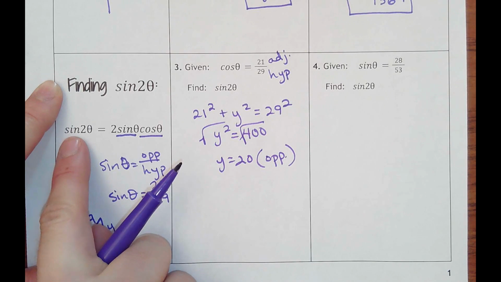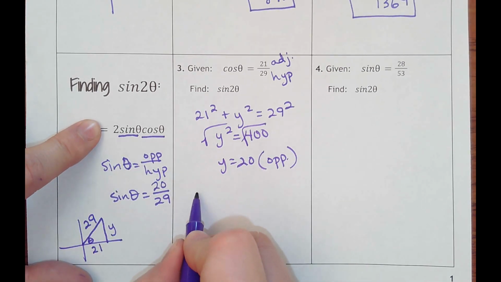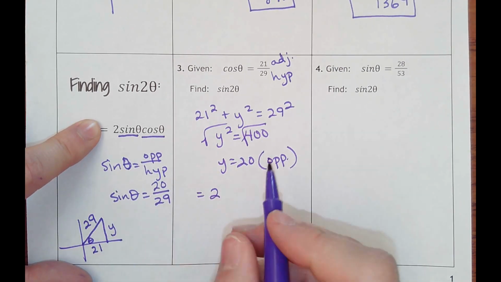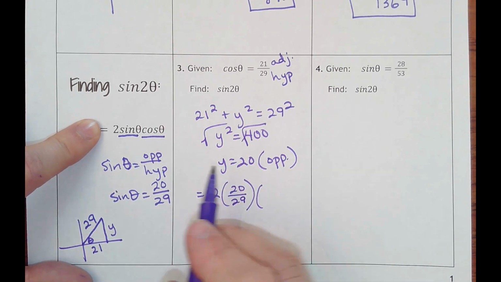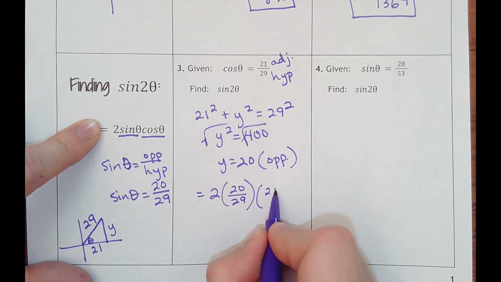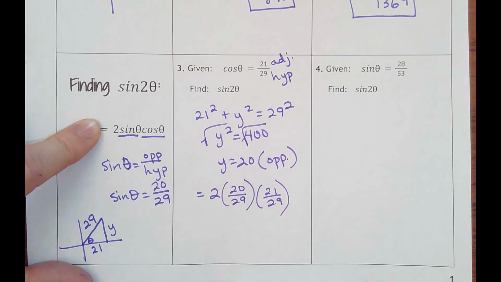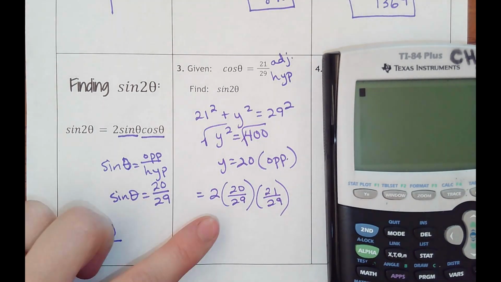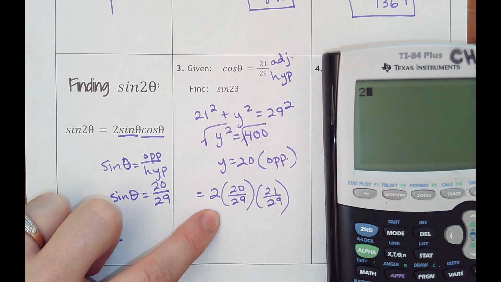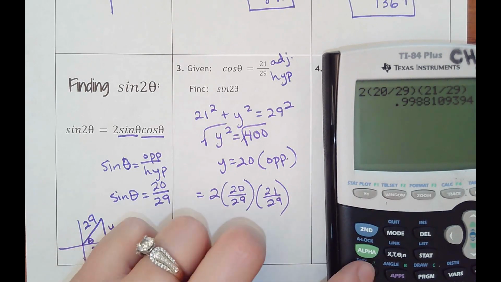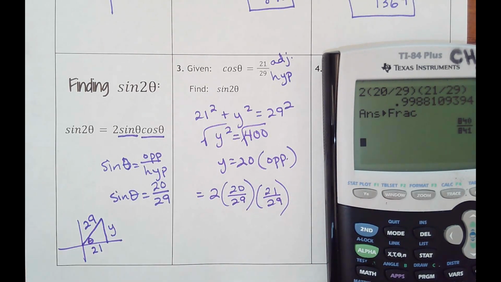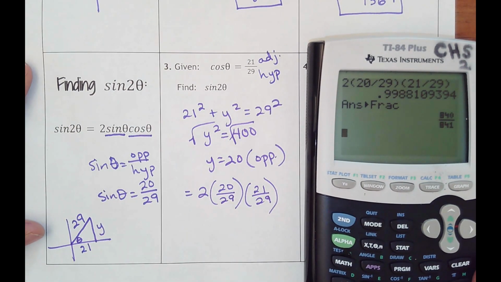So to find sine of 2 times my angle, it's 2 times my sine ratio times my cosine ratio, which they gave to me. Again, you could do this by hand, or I just put it on my calculator. So it's 2 times 20 over 29 times 21 over 29. As a fraction, that gets 840 over 841.